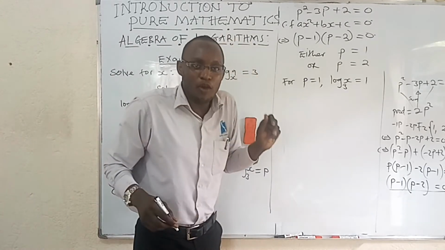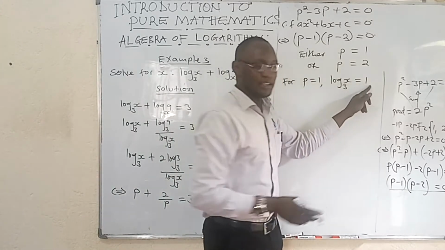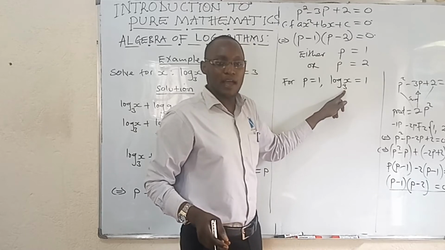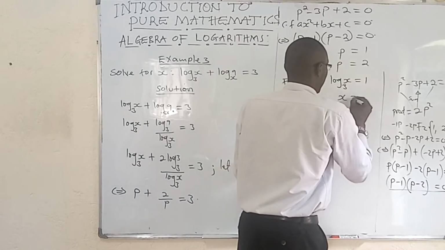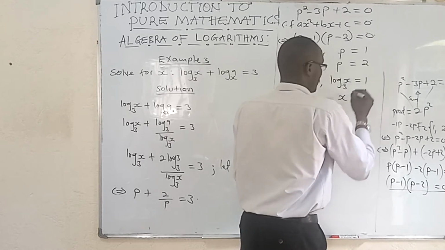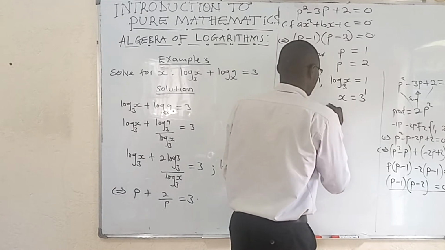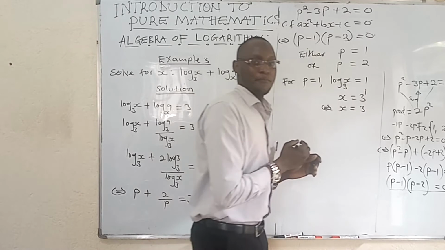By definition of logarithms, why did we talk about logarithms? A logarithm is an index. So 1 is a power, but a power is always on the base. The base is 3. So which means that x, the number, is equal to the base and the index. Very interesting. So therefore, all this implies that the value of x for this arrangement is 3.